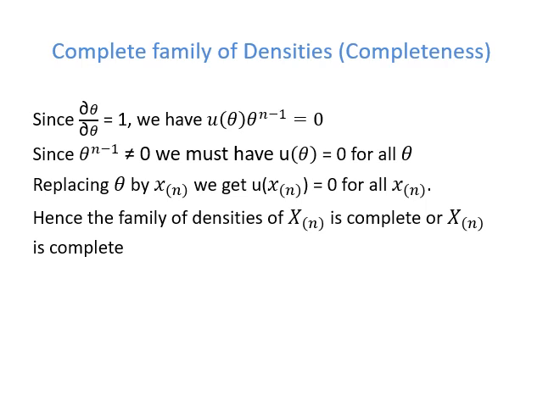If we replace theta by xn, this means that u of xn should be equal to 0 for all xn. And this is exactly what we wanted to prove. We wanted to prove that if the expected value of u of xn equals 0, this implies that u xn itself should be equal to 0 for all xn. So since we proved that, we can say that the family of densities of xn is complete, or xn itself is a complete statistic. So now we have illustrated the concept of completeness.